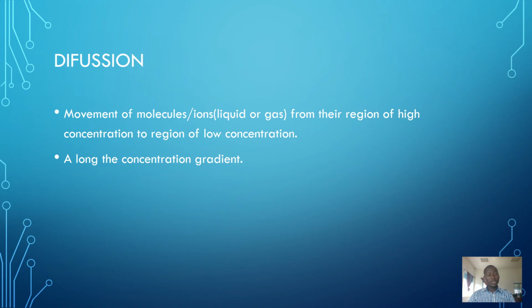Then diffusion is a passive process. Energy is not needed because molecules move from a region of their high concentration to a region of low concentration. So it's along the concentration gradient. That is to say, from a region where there are very many to a region where there are very few.